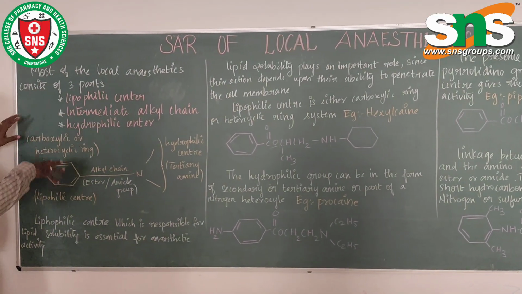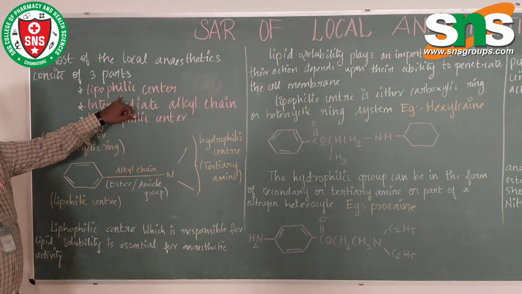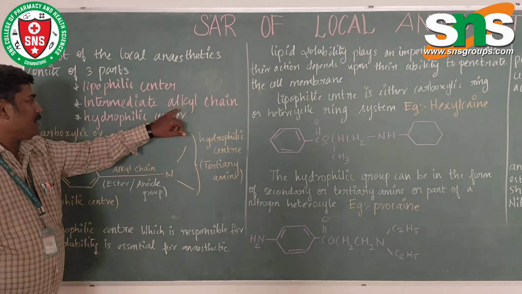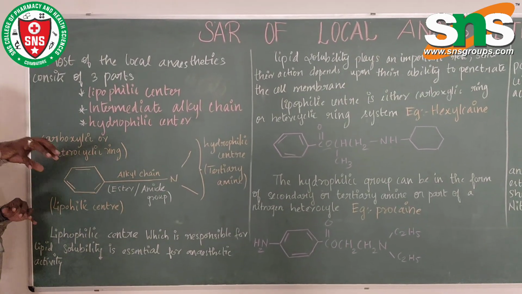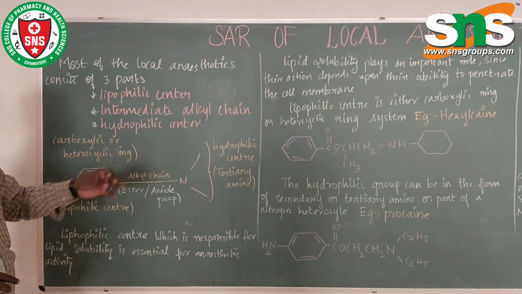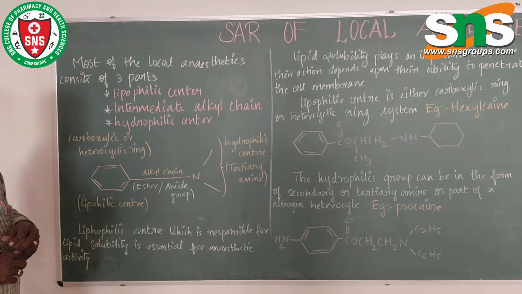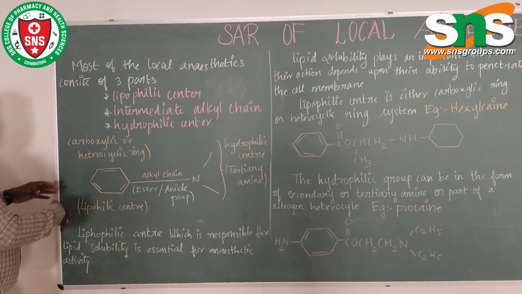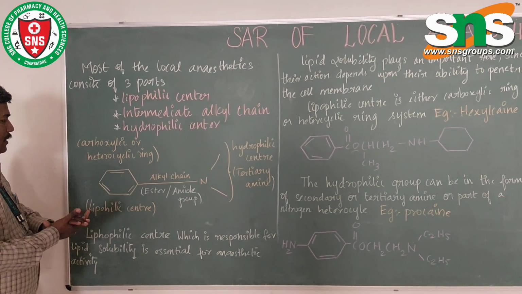Most of the local anesthetics consist of three parts: a lipophilic center, an intermediate alkyl chain, and a hydrophilic center. Lipophilic means they have affinity towards lipids, whereas hydrophilic means they have affinity towards the water molecule. Here we will find the structure of one of the local anesthetics.